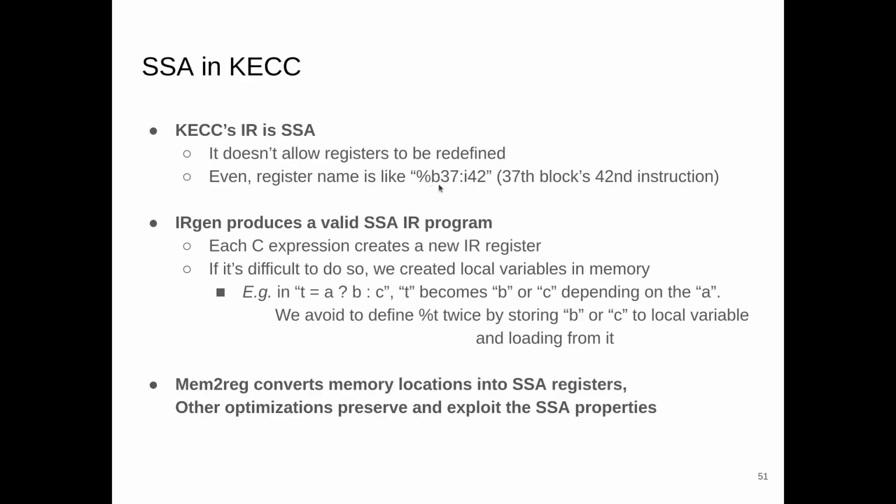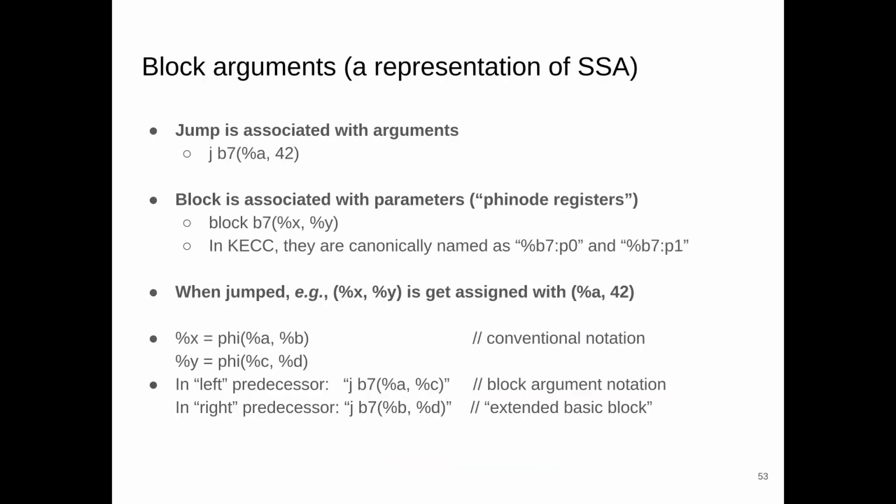This is similar to the naming scheme for the instructions like this. This is, for example, B37's instruction 42, which is defined at the 42nd line in the block. And similarly, we have B7's zeroth final or nth final, which is the nth final defined in this block.